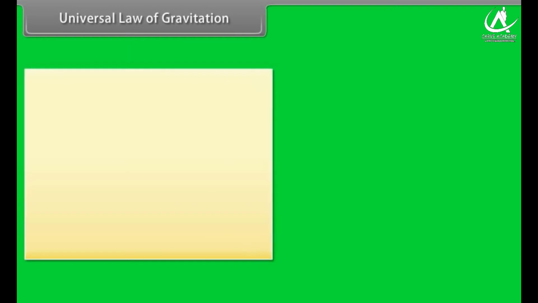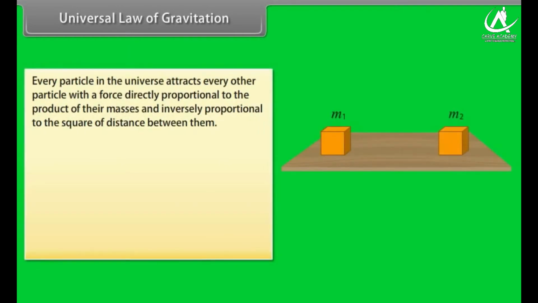Universal law of gravitation. According to Newton's law of gravitation, every particle in the universe attracts every other particle with a force directly proportional to the product of their masses and inversely proportional to the square of distance between them. The direction of this force is along the line joining the two particles.